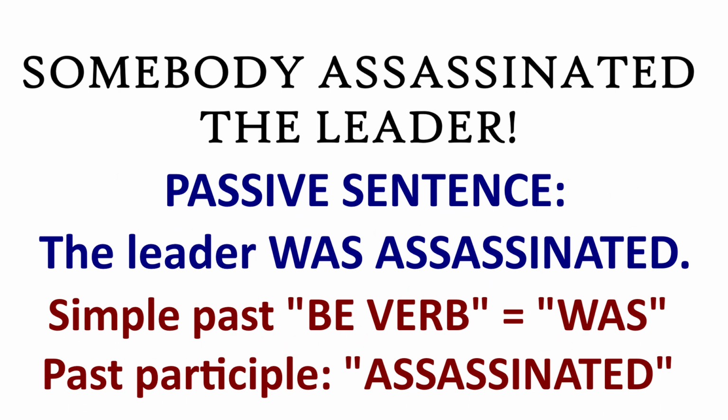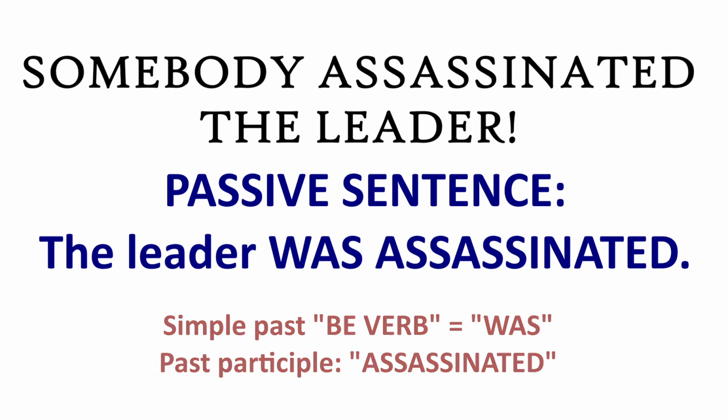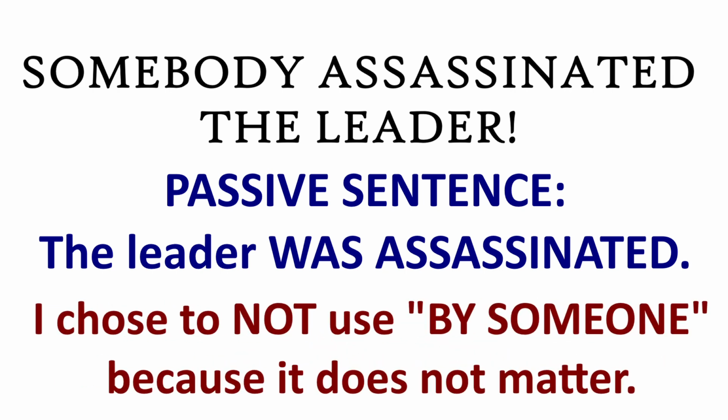Now we need a be verb. Notice the verb tense is simple past, assassinated. So I will use the past tense be verb was. The leader was. Then I will use assassinated because it's assassinate, assassinated, assassinated. So the leader was assassinated. I don't want to use by someone. I don't think it's necessary. So I just have the leader was assassinated. That is passive voice.